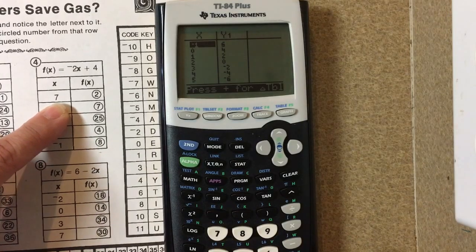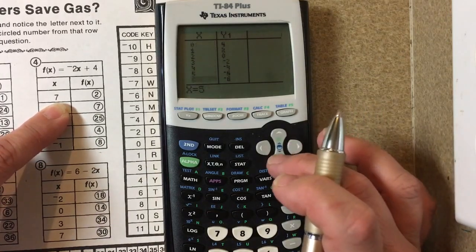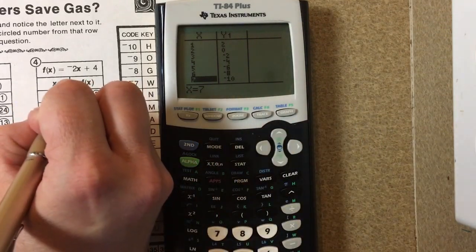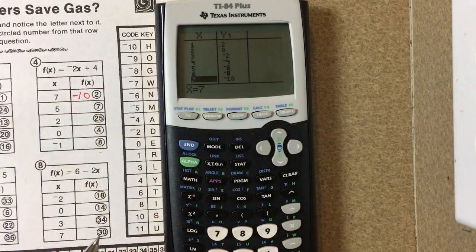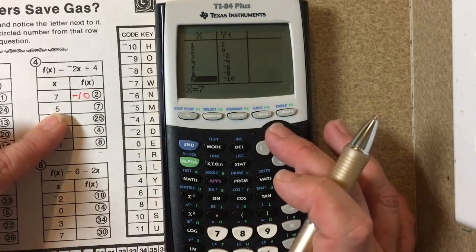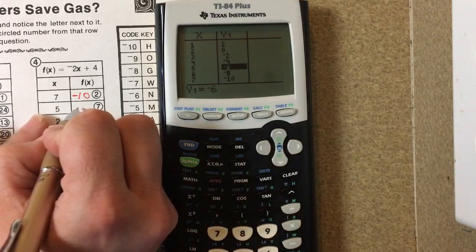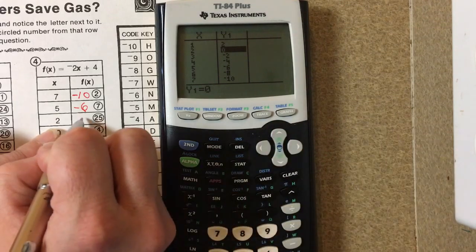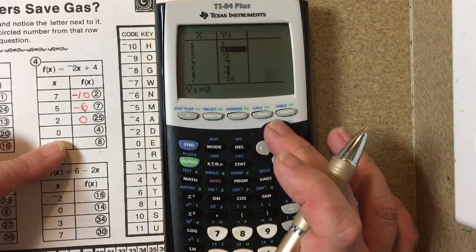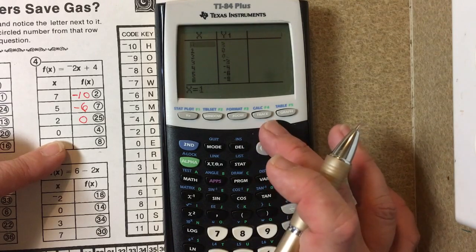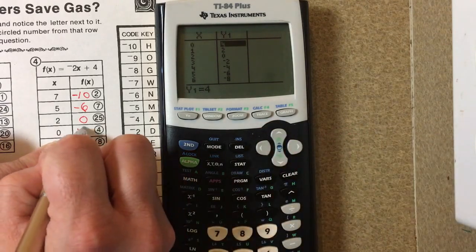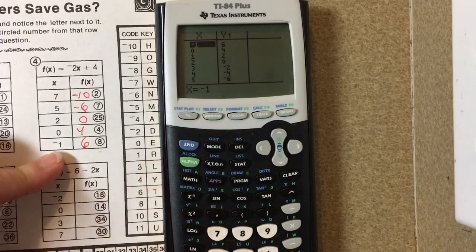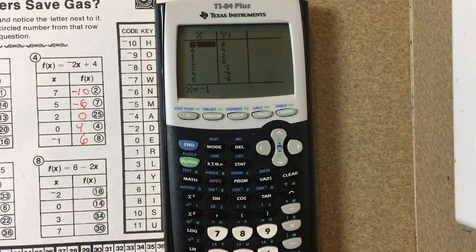I start off with 7, so I'm going to need to arrow down and find 7. So when x is 7, y is negative 10. So I'm just going to put negative 10 right here. And then I'm going to find x is 5, my y is negative 6. And then when x is 2, my y is 0. And when x is 0, y is 4. And when x is negative 1, y is 6. So I'm just going to fill in that table of values.